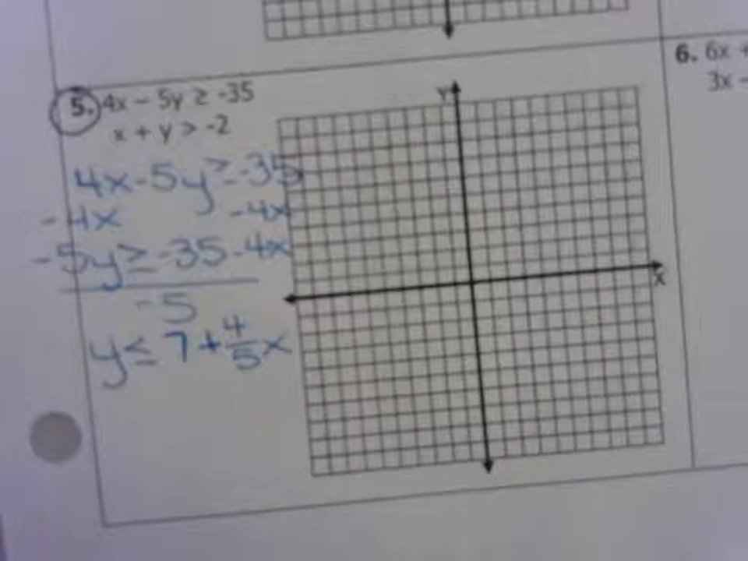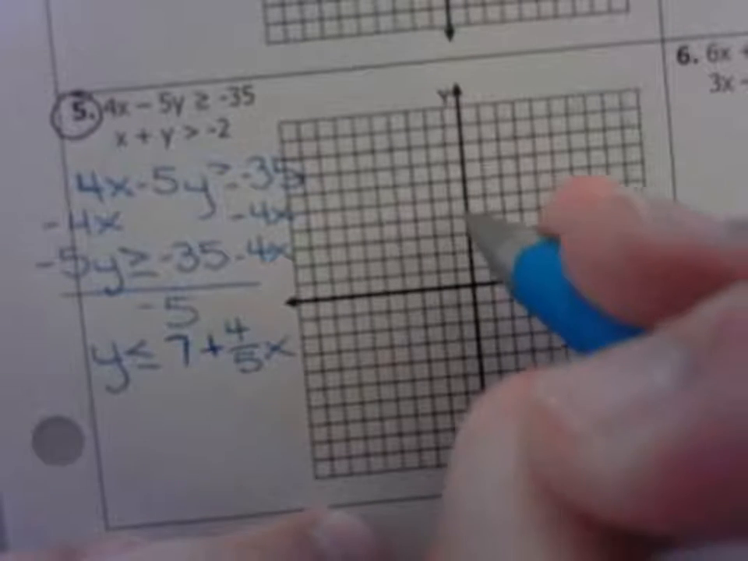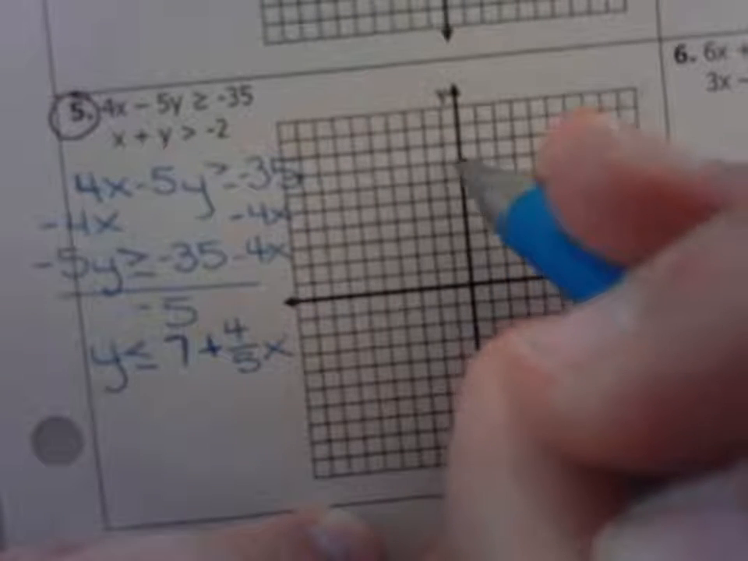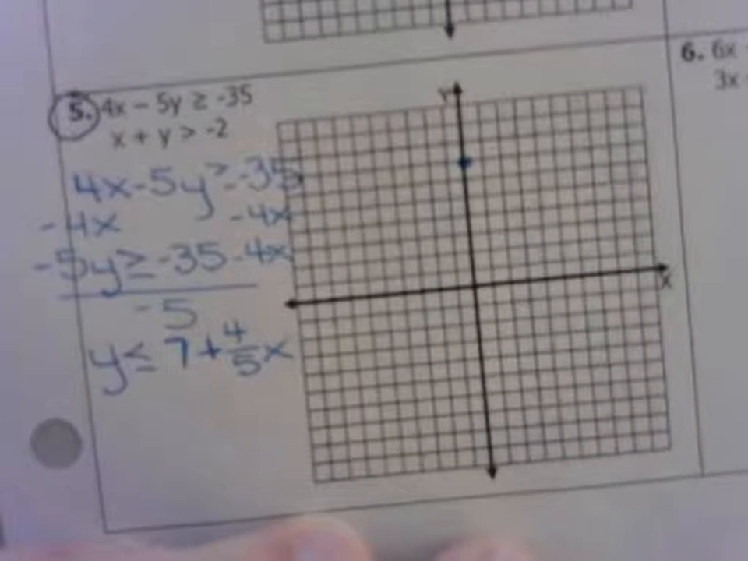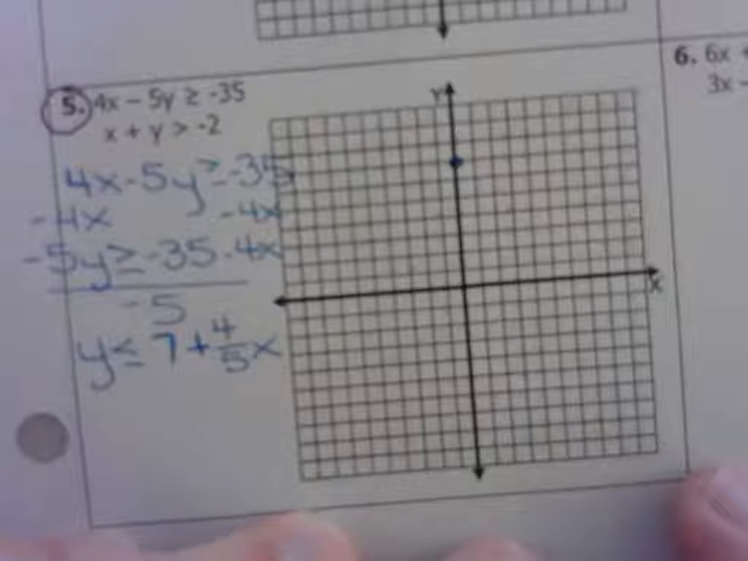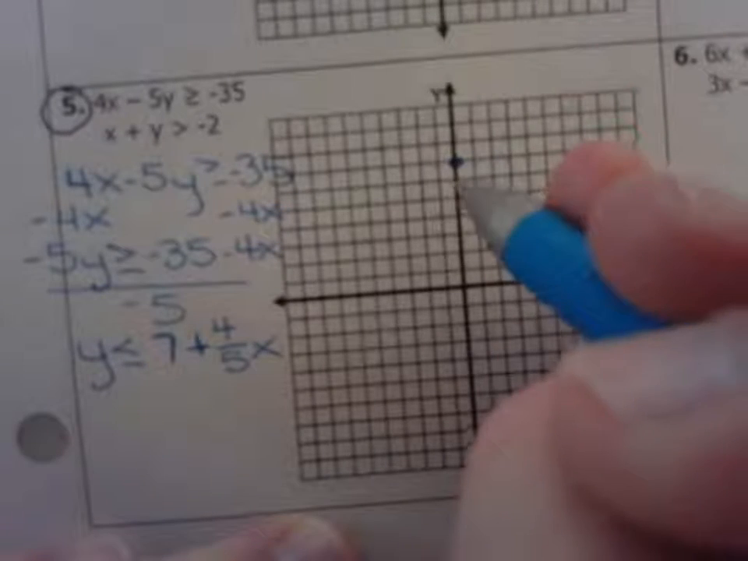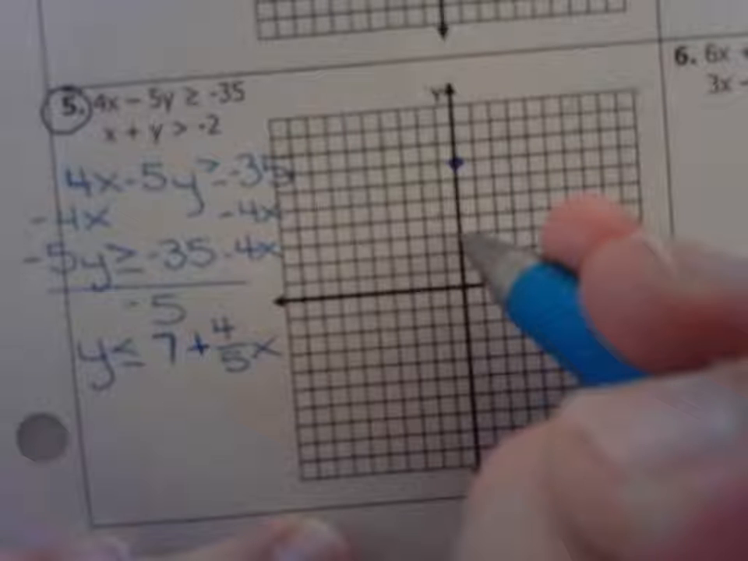How do I graph this one? Yep. 1, 2, 3, 4, 5, 6, 7. The y-intercept is 7. Like your slope is what? 4 over 5. I cannot go up 4, so I have to go 1, 2, 3, 4. Which direction 5?